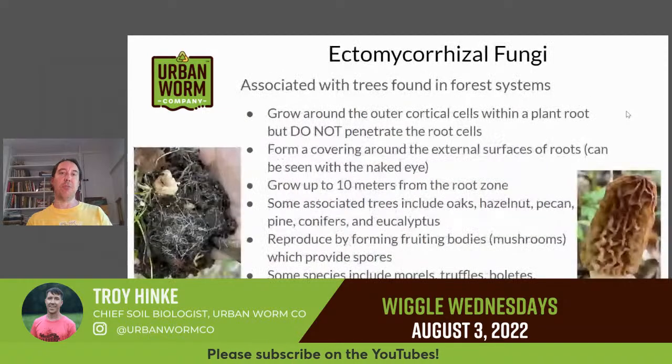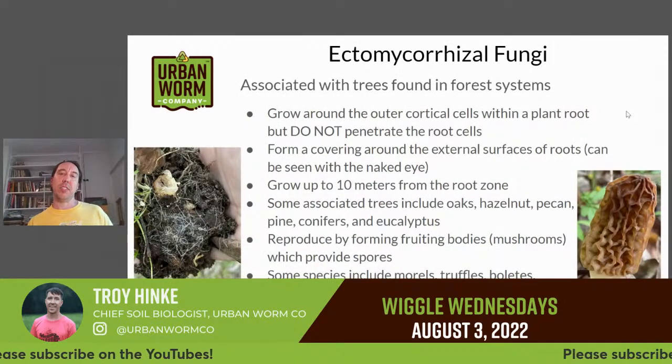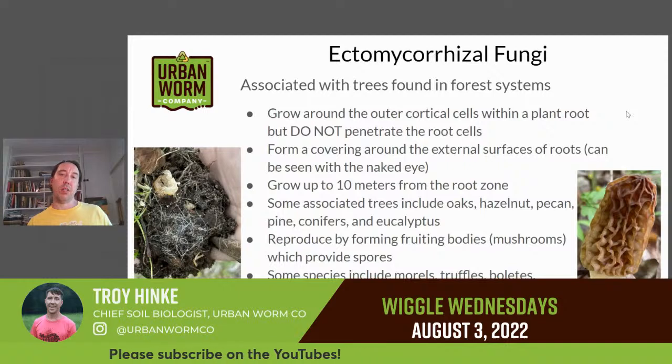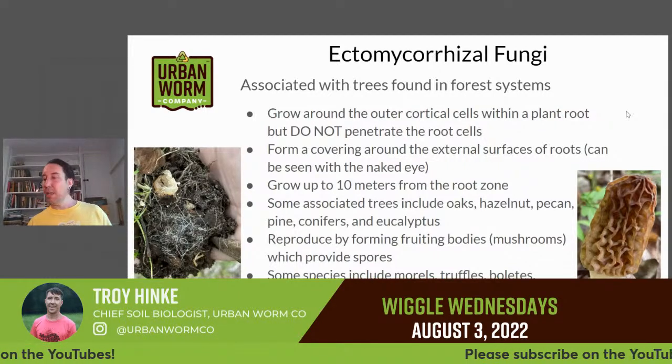We're going to move on to ectomycorrhizal fungi. These are mainly associated with trees found in forest systems, like nut trees, hardwood trees, oaks, things like that. They grow around the outer cortical cells within a plant root, so they're not penetrating the cells.